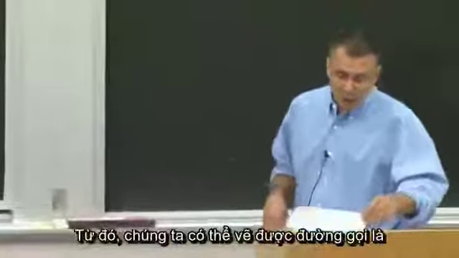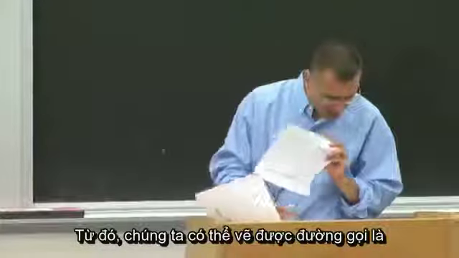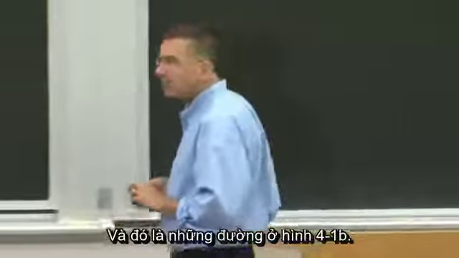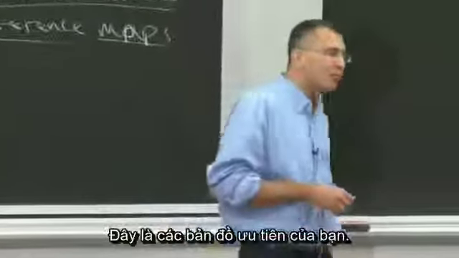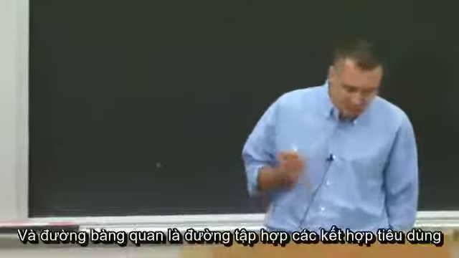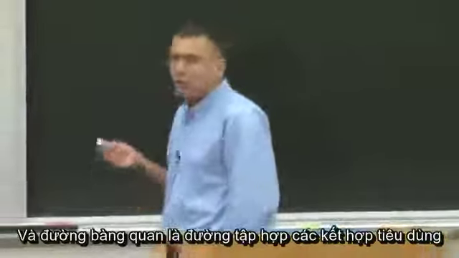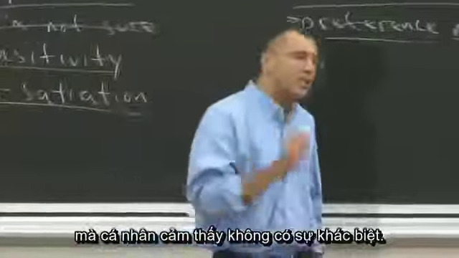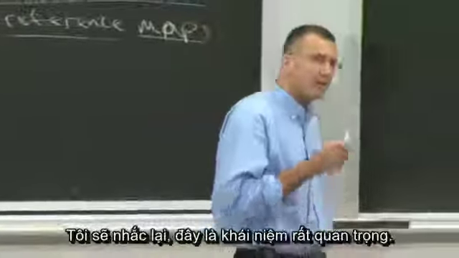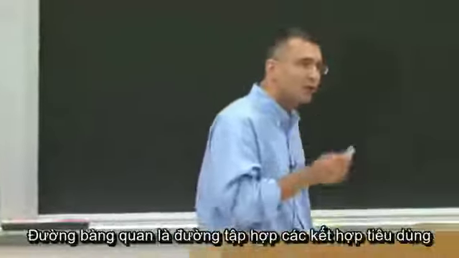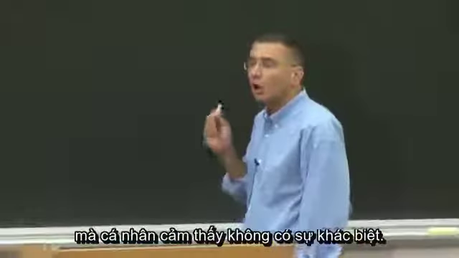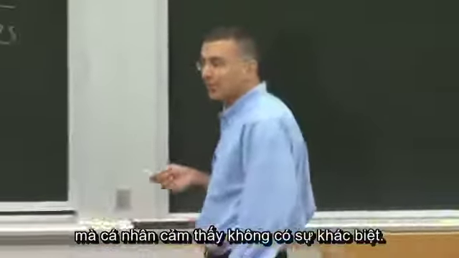Then what we can do is we can draw what we call indifference curves. And that's in figure 4.1b. These are maps of your preferences. An indifference curve is the curve showing all combinations of consumption along which an individual is indifferent. I'll say that again, very important concept. An indifference curve is a curve showing all combinations of consumption along which an individual is indifferent.